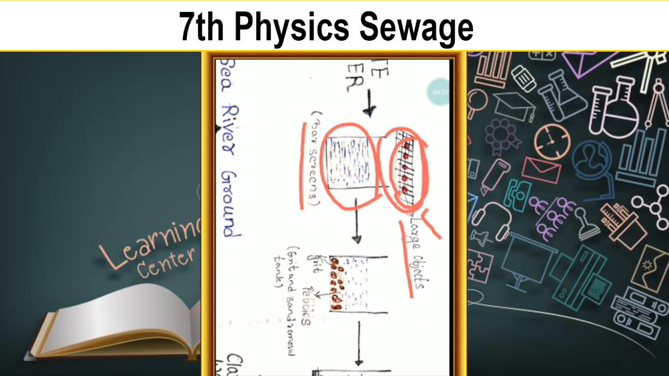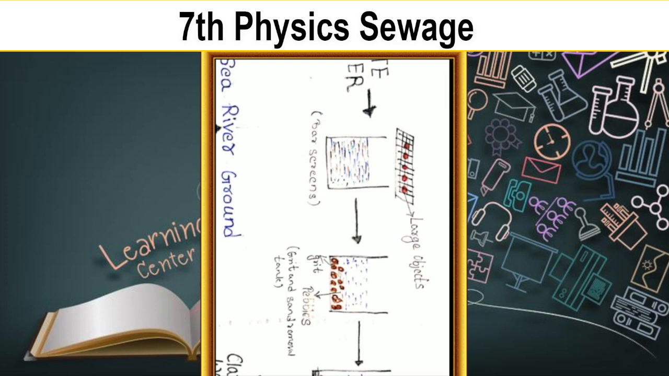Okay, so I have drawn this roughly so I can explain exactly what the main purpose of this bar screen is. Whatever solid or large objects there are, they are removed in this first stage, the bar screens. Okay, next, the large objects are stuck here.